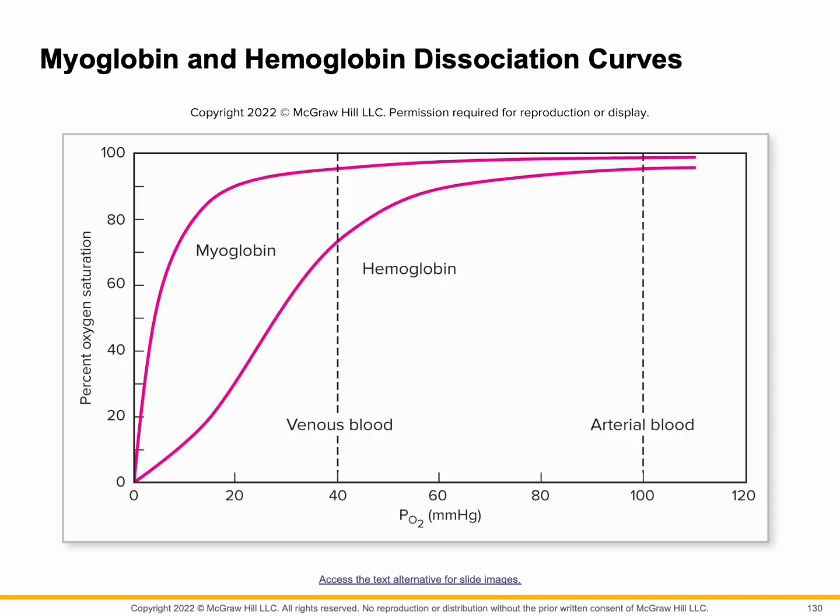The saturation curve of myoglobin shows a steep increase suddenly and is above 95% for the partial pressure of oxygen value of 40 millimeters of mercury in venous blood, and then maintains a plateau. The saturation curve of hemoglobin shows a gradual rise and is about 70% for the partial pressure of oxygen of 40 millimeters of mercury, and rises further. The partial pressure of oxygen of arterial blood is marked at 100 millimeters of mercury.